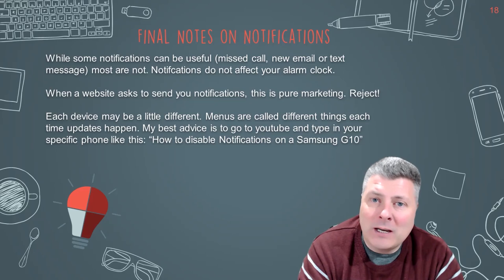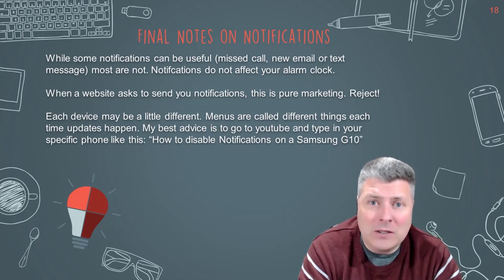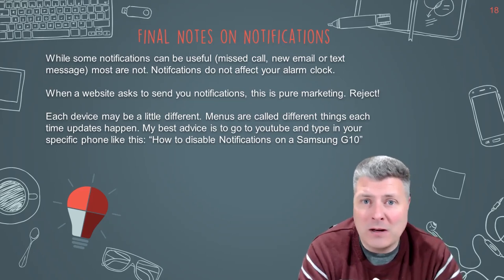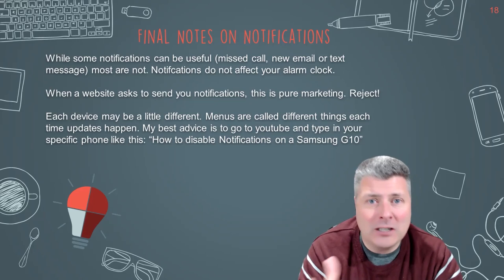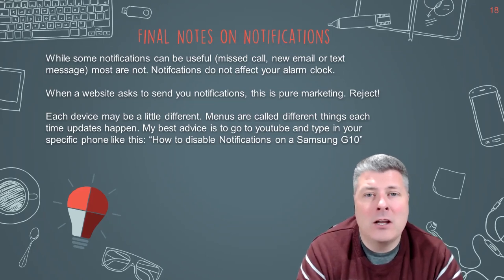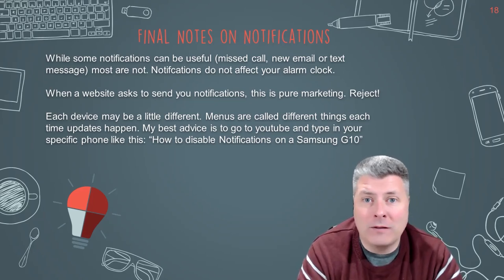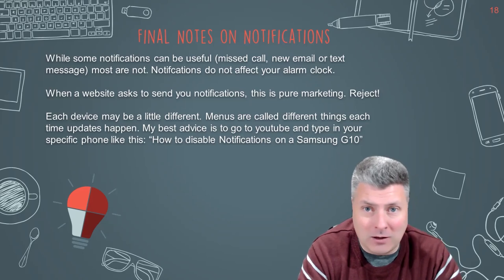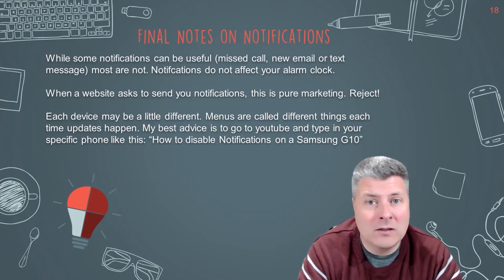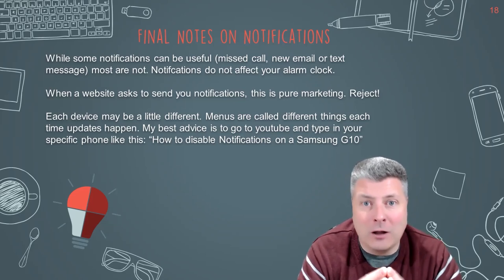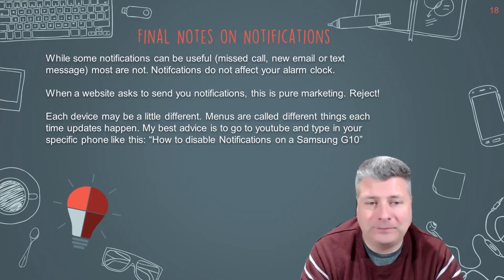Someone asked me recently about the alarm clock. They use the alarm clock to wake up in the morning, to remember to take medications or other things. Turning off and on notifications does not affect your alarm clock. Your alarm clock works separately from notifications. So turning off notifications will not affect alarms going off.